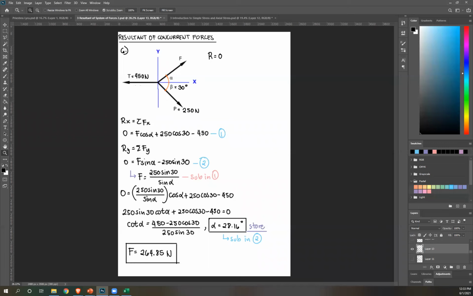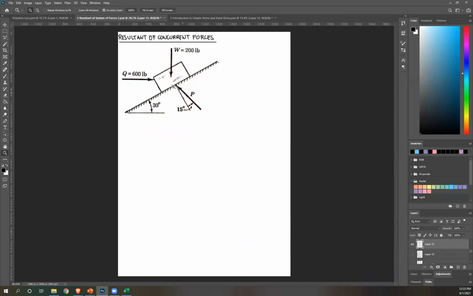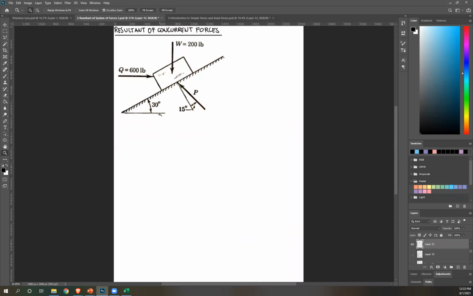So once again, let's start with our given. This is number 7. So we're given R. They said that R is upwards to the right along the incline. So this is your R.